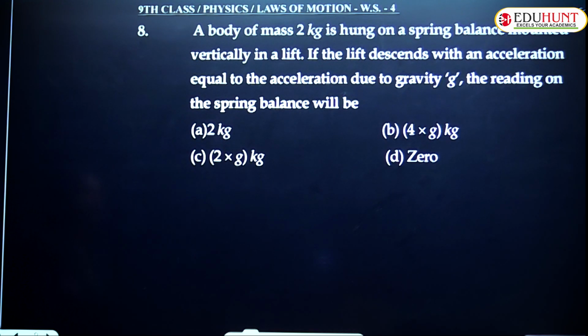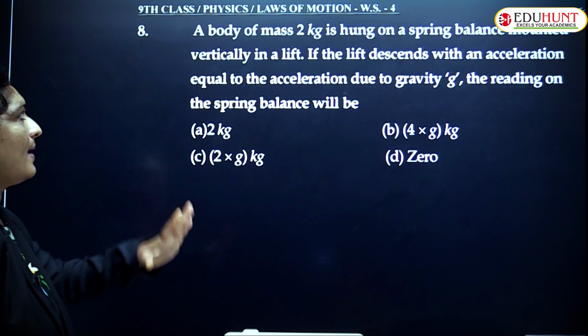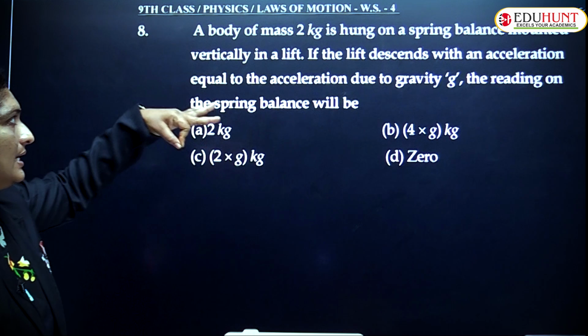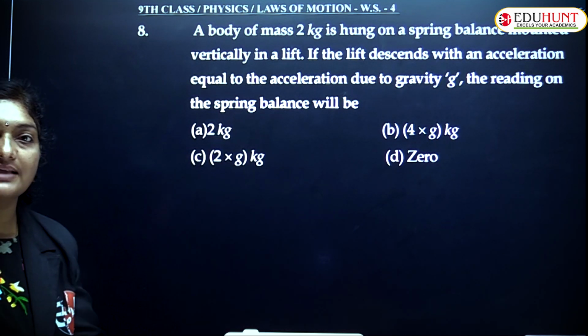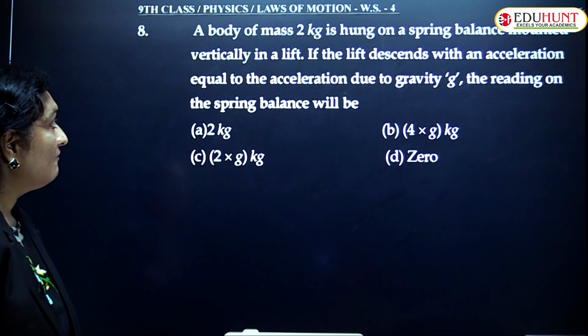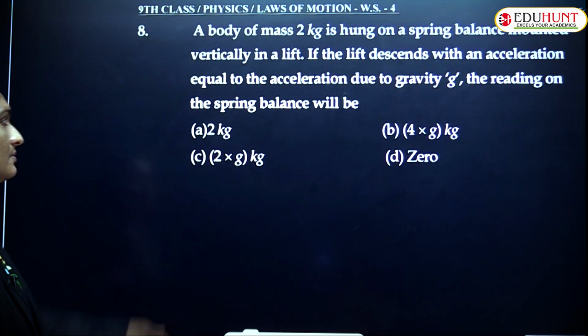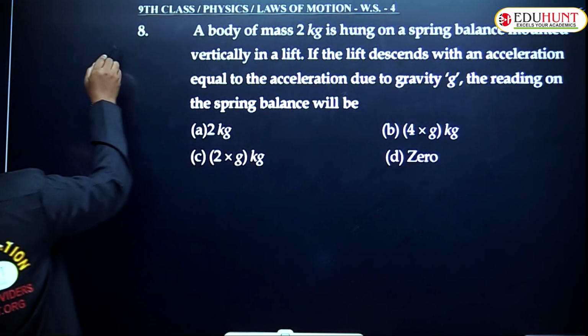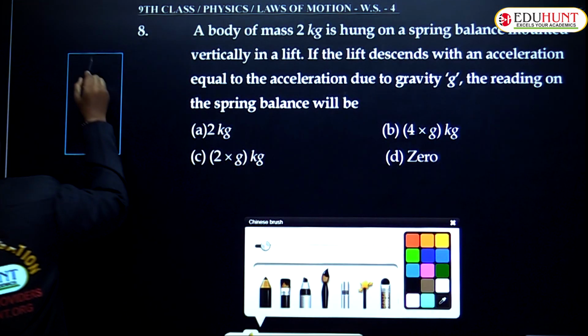Well, moving to the 8th question. A body of mass 2 kg is hung on a spring balance mounted vertically in a lift. So what is that, children? So there is a mass acting on a spring balance and that is hanging vertically in a lift. If the lift descends, means moving downwards, ascends means moving upwards, with some acceleration whose value is equal to acceleration due to gravity, the reading on the spring is. Imagine the lift in which a spring balance is kept.